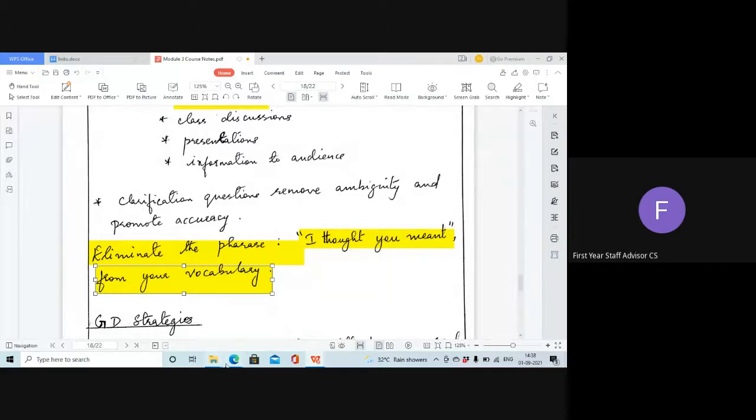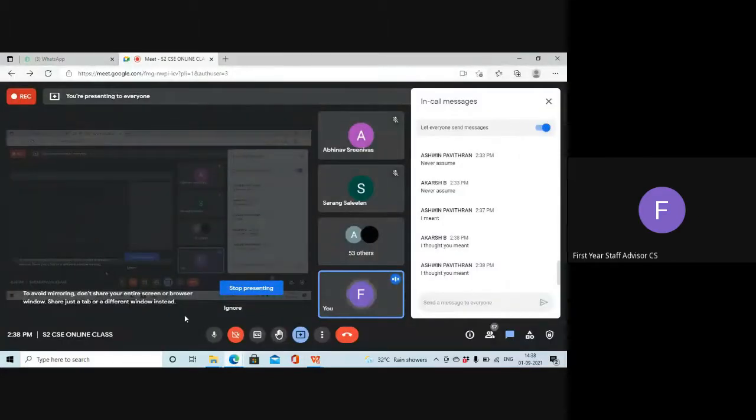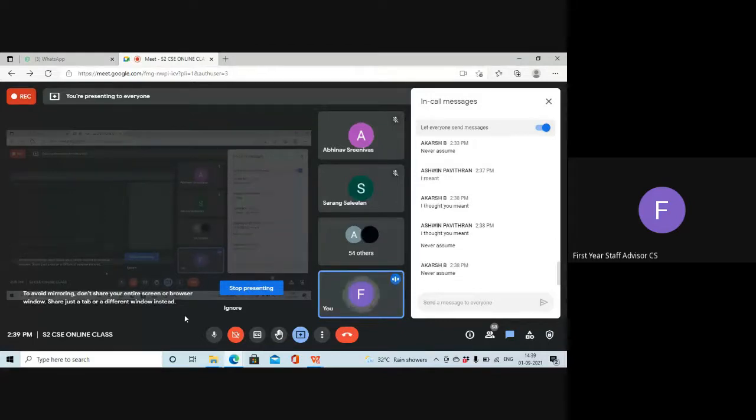Now, what was the golden rule which we said before? We had said one golden rule before. Never assume. Very good. Never assume anything. And this is a continuation of it. Never assume, and also you should eliminate this particular phrase, "I thought you meant." Never go for such things, because you don't know what is in the other person's mind, so you shouldn't think what is in others' minds. They might be thinking differently from what you are thinking.